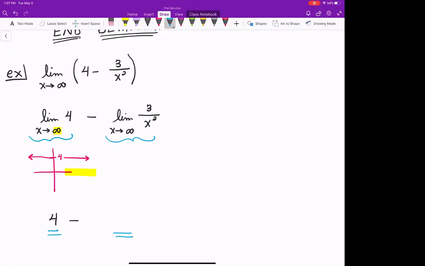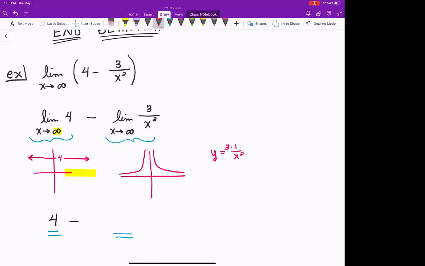Okay, so the second one, if you think about your parent function, that's fine. Or if you want to go to the graph, you can always go to the graph. The parent function would have been 1 over x squared. If you take it back to 1 over x squared, that would have looked like this. And the only difference between 1 over x squared and 3 over x squared is that we've really just done a vertical stretch by a factor of 3. So the picture doesn't really change a ton.